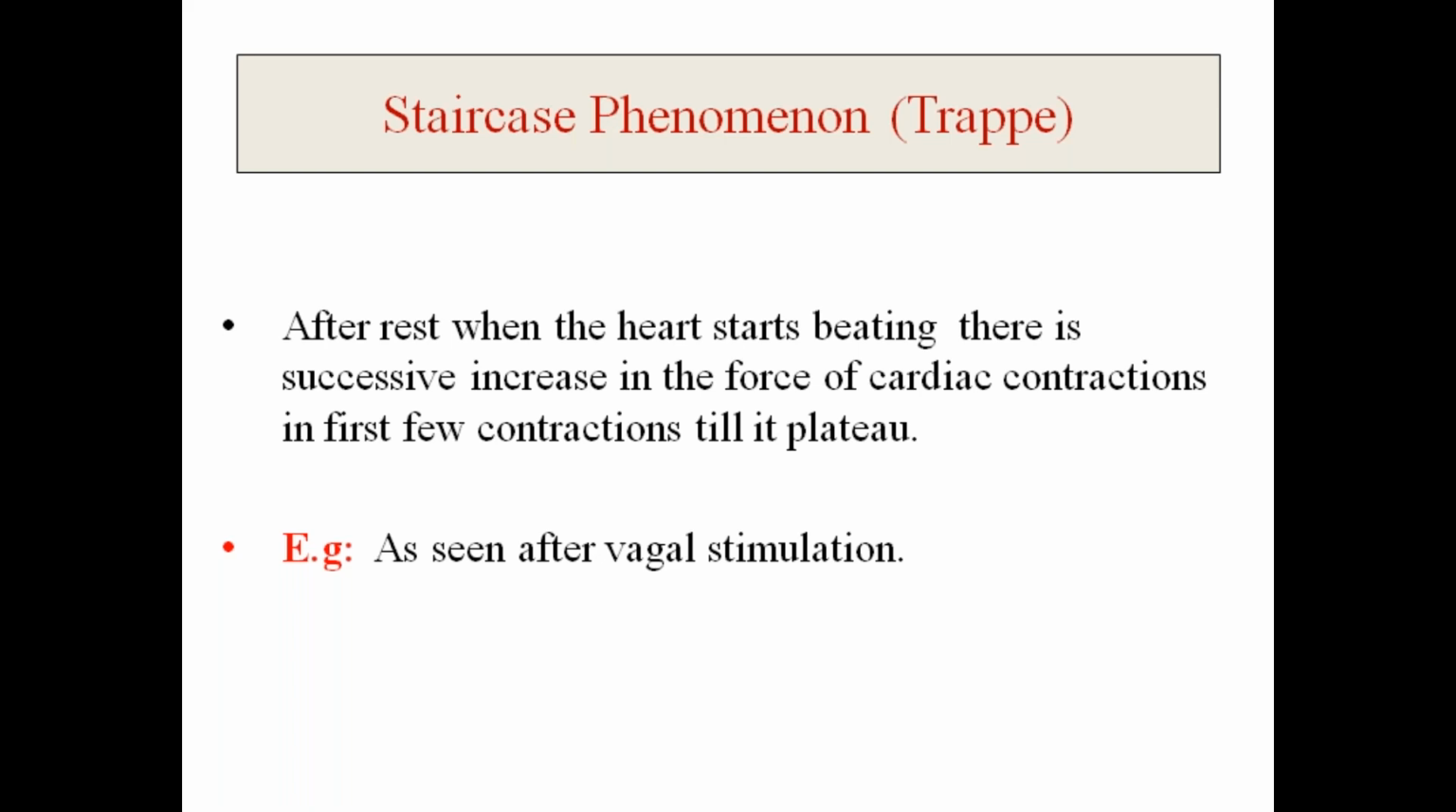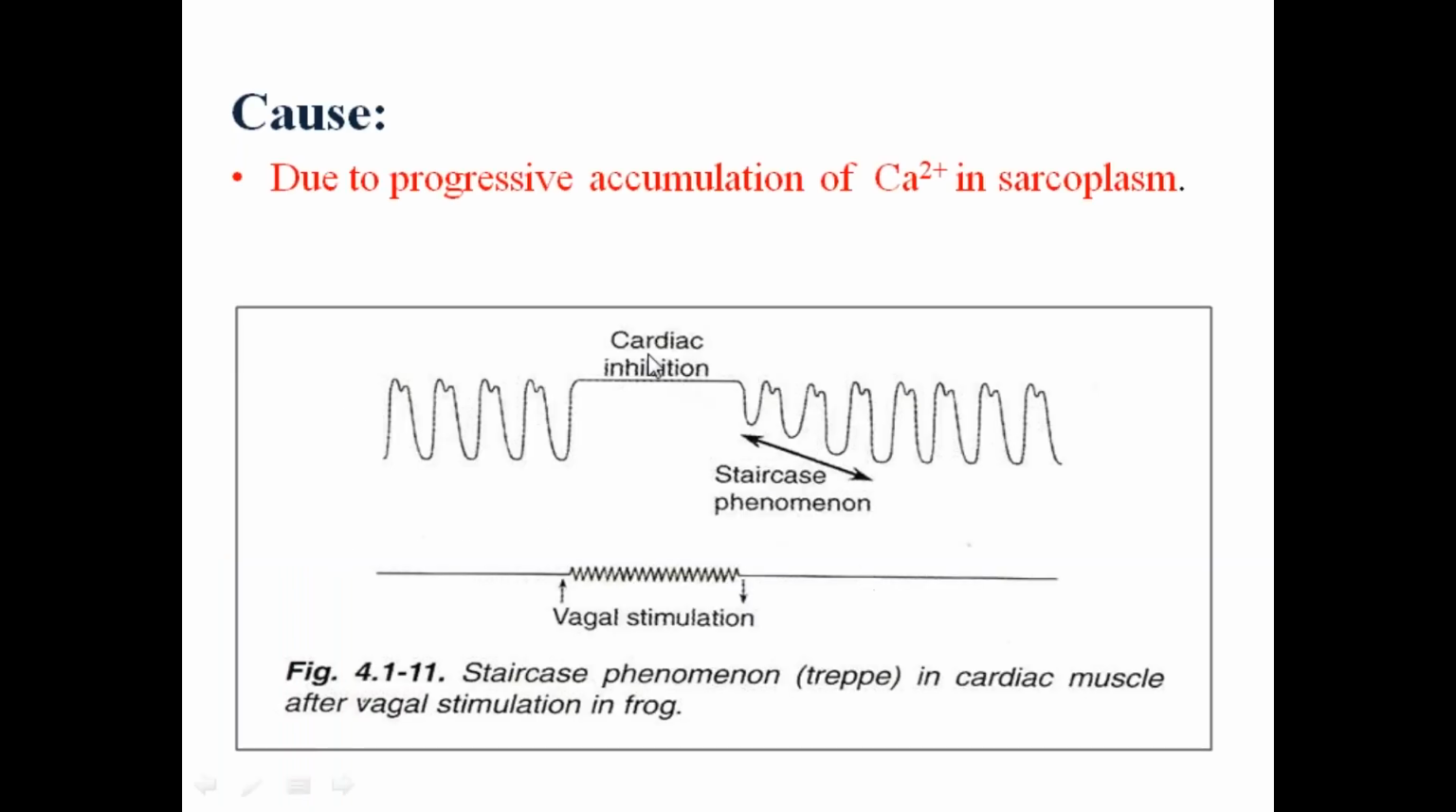We have seen treppe in skeletal muscle. Treppe is a German word. It means staircase. So here you can see there is a cardiac inhibition because of very strong vagal stimulation, the parasympathetic. After that, the heart resumes its contraction. The initial contraction has low amplitude, the force of contraction is less. But slowly as the contraction begins, the force of contraction keeps on increasing.